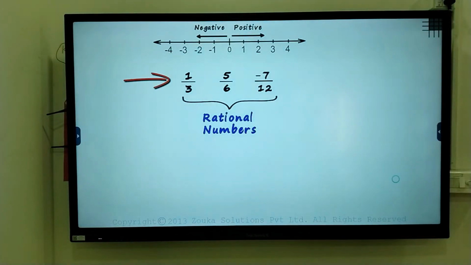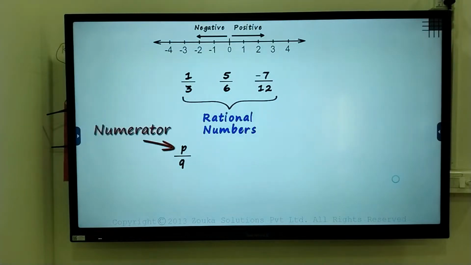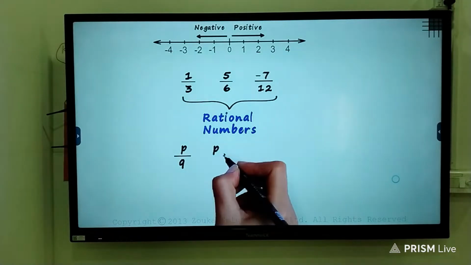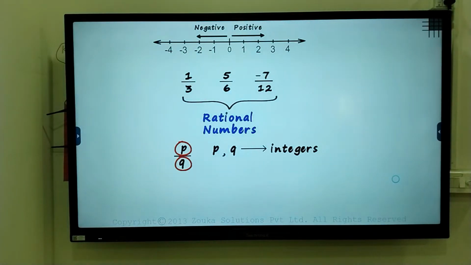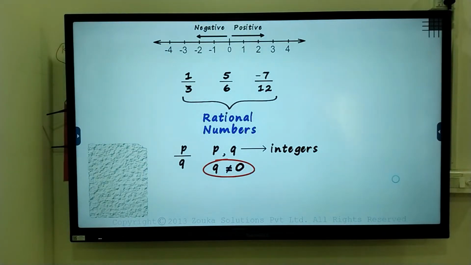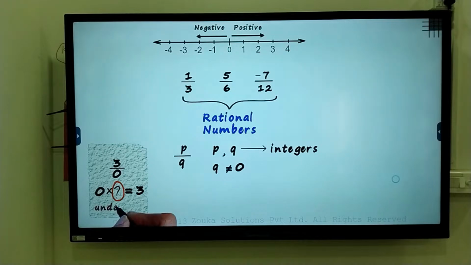We cannot say numbers like these are rational numbers. We say that they are of the form p by q, one number in the numerator and one in the denominator. But there are a few conditions we need to know. P and q should be integers. We can have only integers in place of p and q. And there is another important condition. Q should not be equal to 0. Why do we have a second condition? Say I ask you to calculate 3 divided by 0. What would be the quotient? 0 multiplied by what would give you 3? There is no such number. This value is undefined.